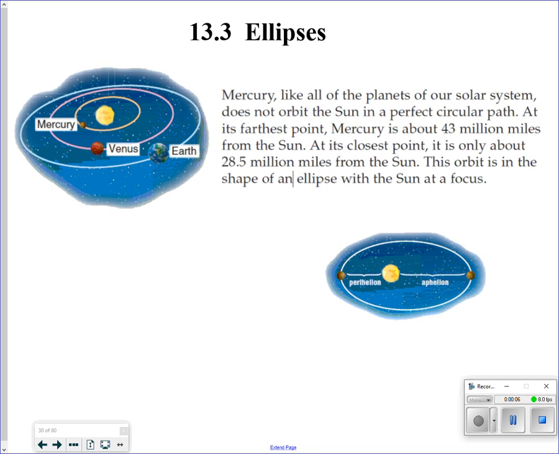Today we're going to move into our next conic, which is section 13.3, ellipses. So an ellipse is kind of an elongated circle.